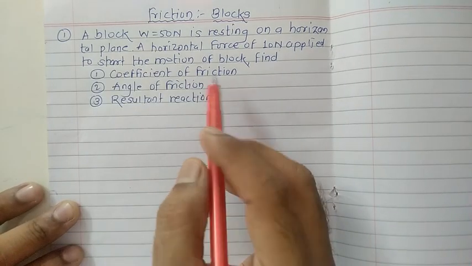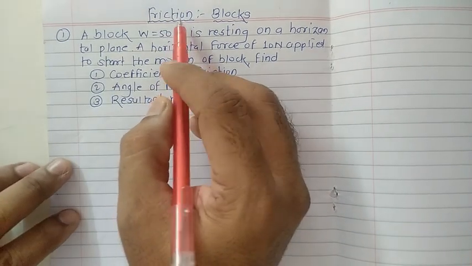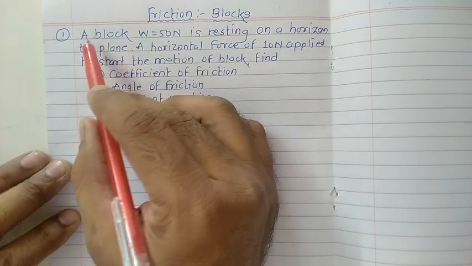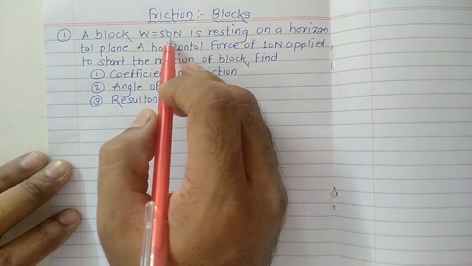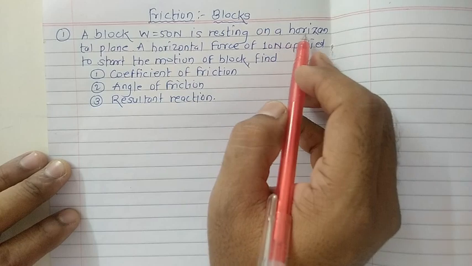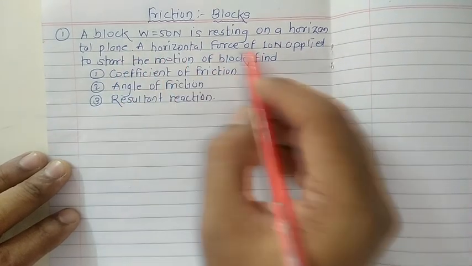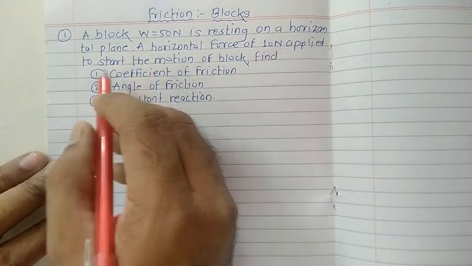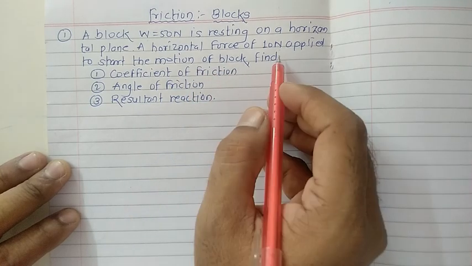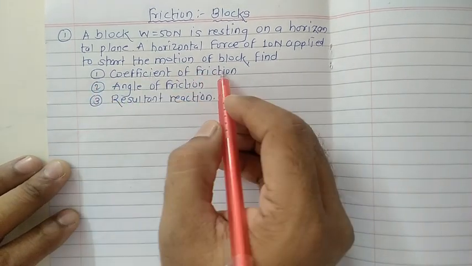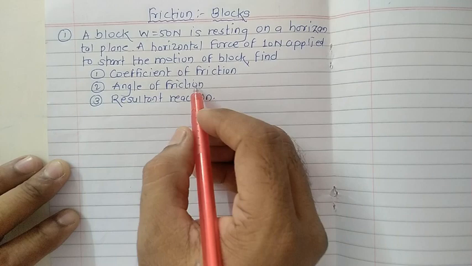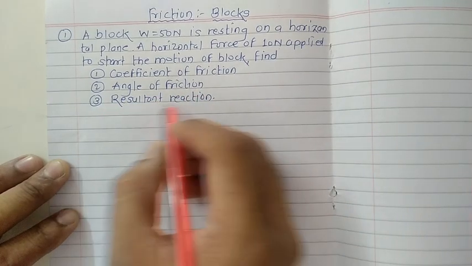So here is the problem. This problem is related to blocks. A block of weight W equals 50 Newton is resting on a horizontal plane. A horizontal force of 10 Newton is applied to start the motion of the block. Find: first, the coefficient of friction; second, the angle of friction; third, the resultant reaction.